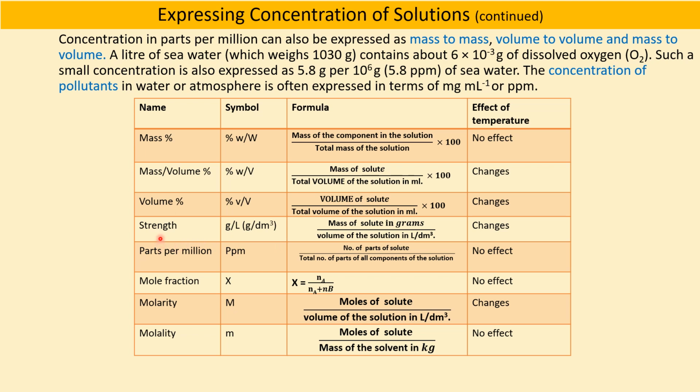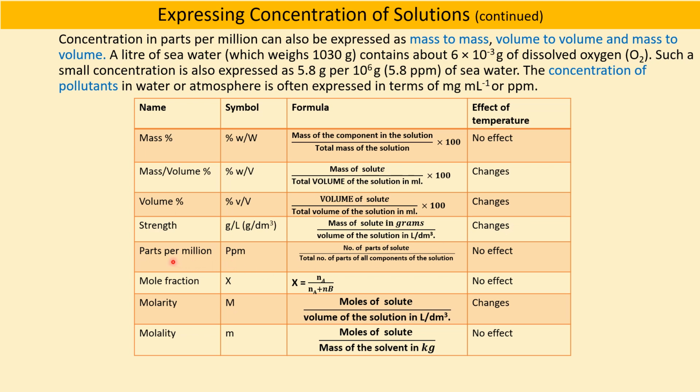The next one is strength. It is grams per liter or grams per decimeter cube. Please note, grams per liter means the numerator is mass: mass of solute in grams divided by volume of solution in liters or decimeter cube. Because volume is there, it is affected by changes in temperature.